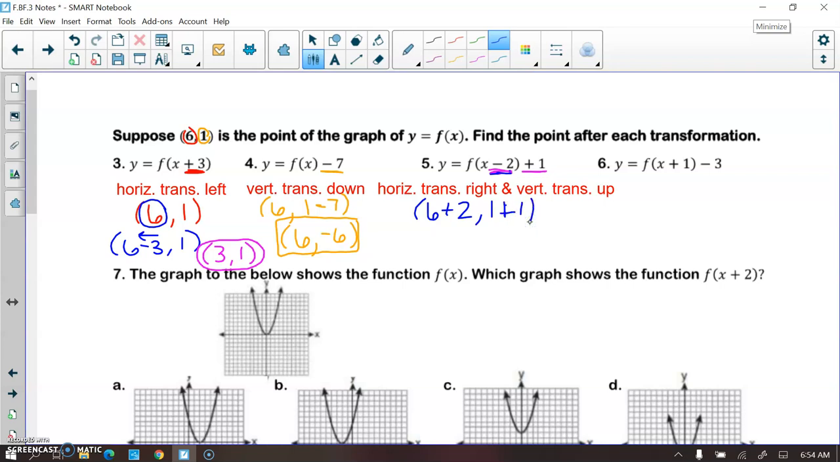Vertical translations are exactly how they look. A 6 plus a 2 is an 8. A 1 plus a 1 is a 2. This is my new point on my graph. I'm going to have you pause the video and try the next one on your own.